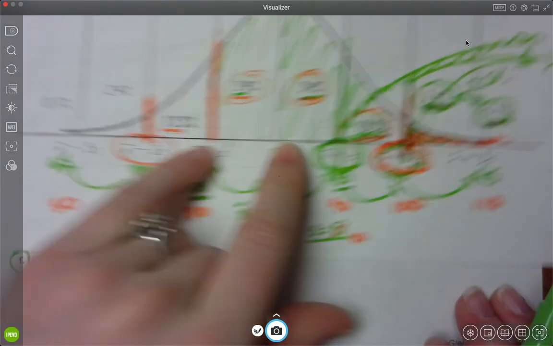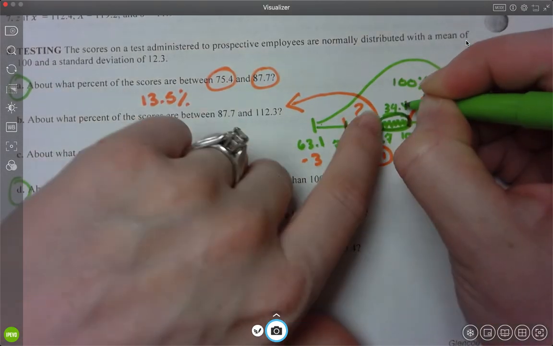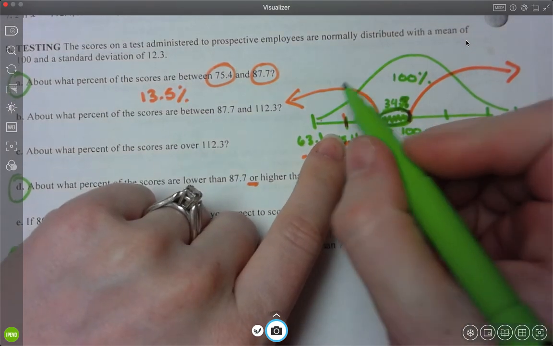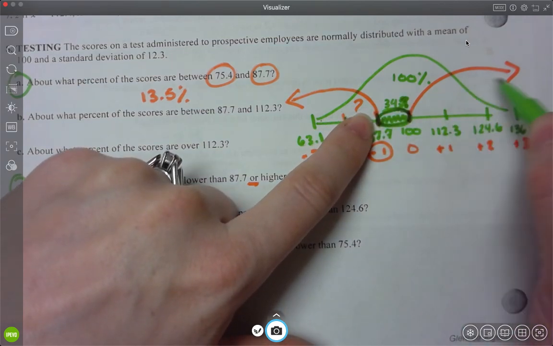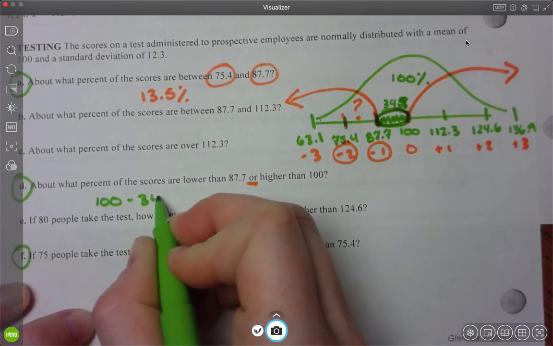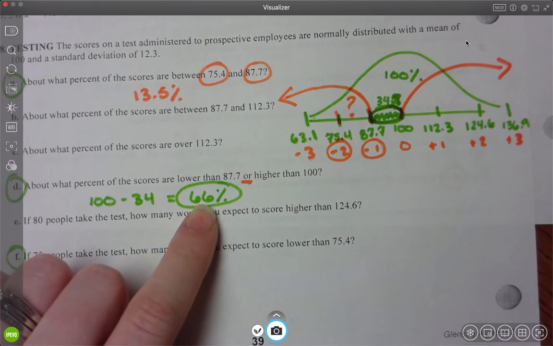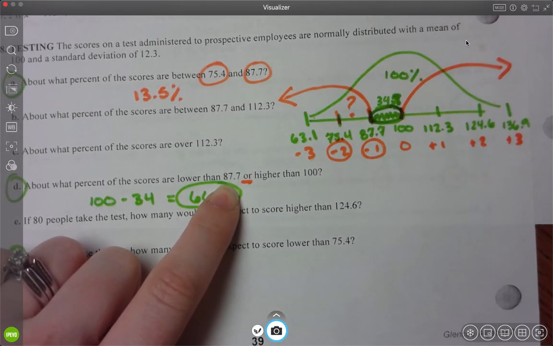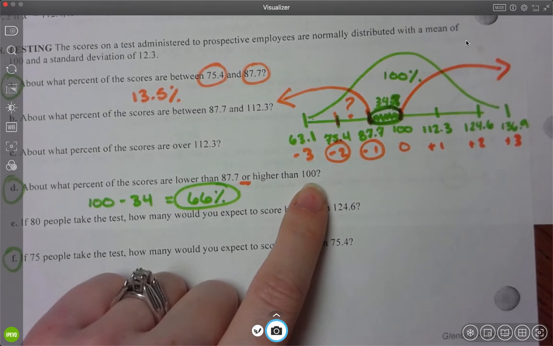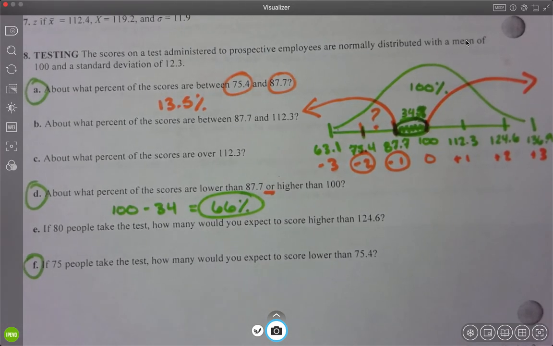So what I can do is, if this is 34% in here, 34%, not 34.4, 34%. I'm looking at this category and this category together. I would just take 100 and I would subtract 34%, and that's going to be 66%. So 66% of people are either lower than 87.7 or higher than 100 for that category. So that's kind of how D would work. You're just looking at those segments. Sometimes it might be easier to subtract.